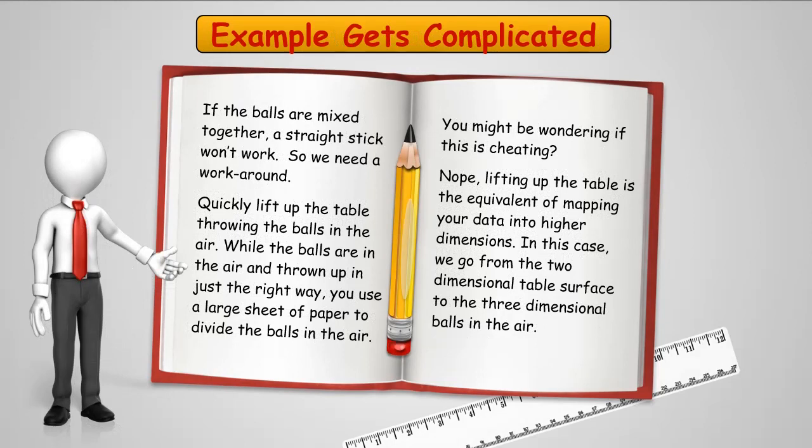Okay, but what if the balls are mixed together and a straight stick isn't going to work? I need a workaround. Well, if you quickly lifted up the table, which would raise and toss all of your balls into the air, and then while the balls are in the air in just the right way, you'd use a large sheet of paper to divide the red balls from the blue balls, or the wins from the losses. And is this cheating? No. Lifting up the table is the equivalent of mapping your data into higher dimensions, going from 2 dimensions to 3 dimensions. And this is a mechanism that's very valid for dividing your data.